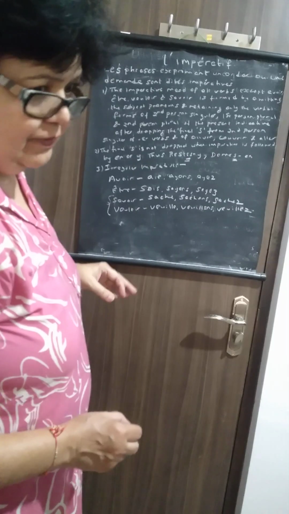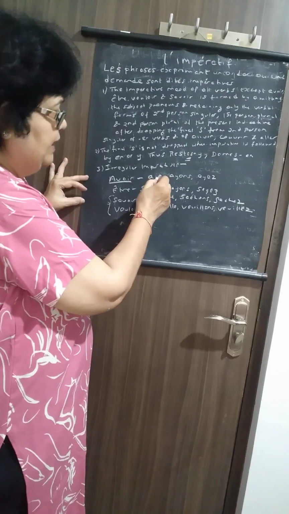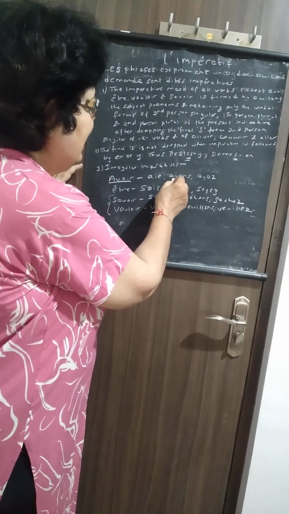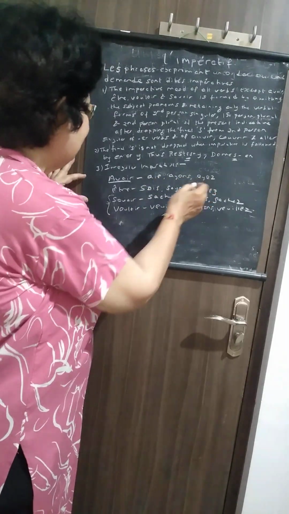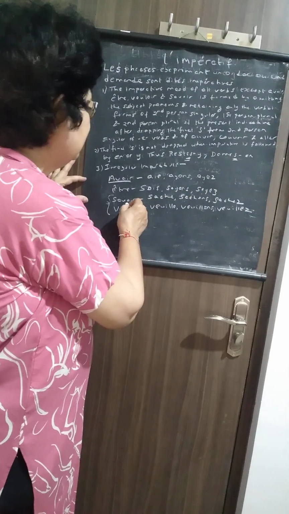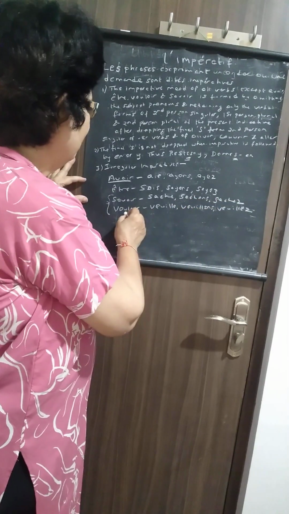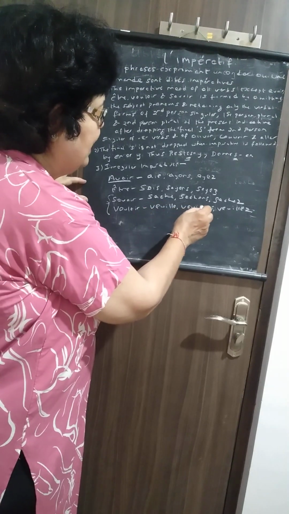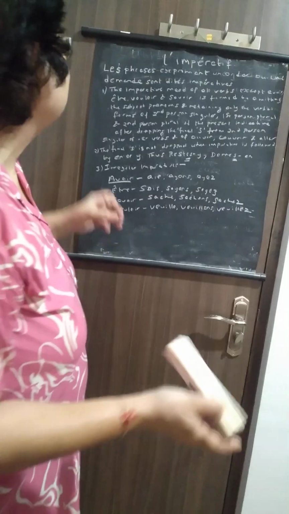Then irregular imperatives. Now, what are irregular imperatives? Avoir is aie, but the subject pronoun is dropped. You don't have to write a subject pronoun. Aie, ayons, ayez. I repeat, aie, ayons, ayez. Être is sois, soyons, soyez. Savoir is sache, sachons, sachez. Vouloir is veuille, veuillons, veuillez. Now let us do some examples, okay?